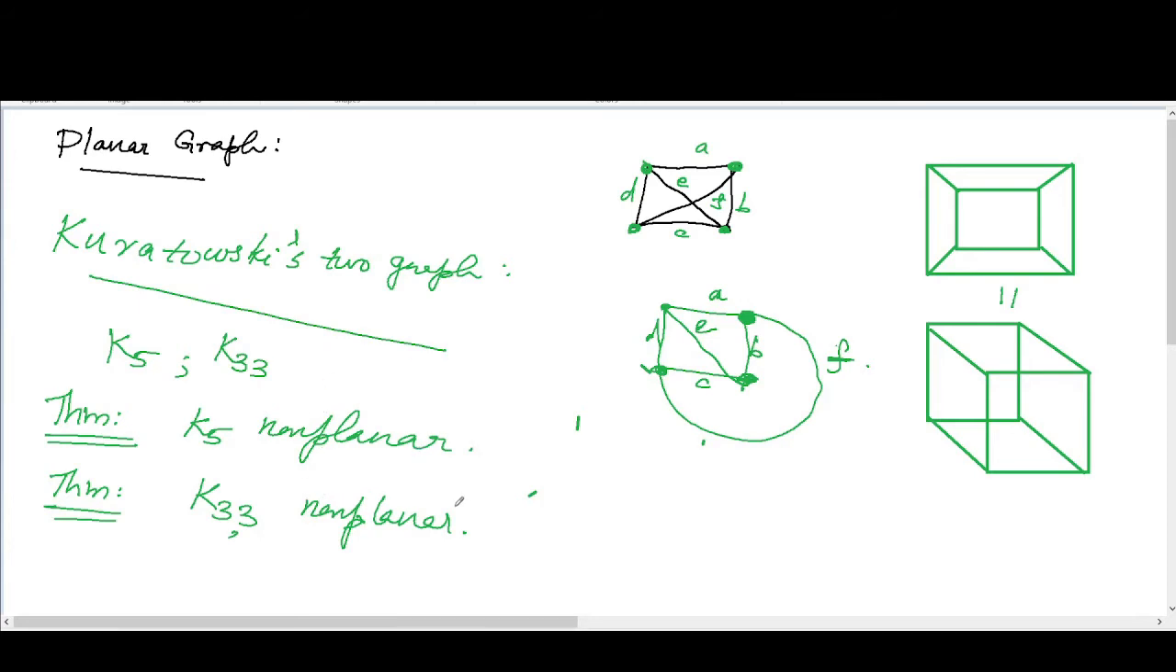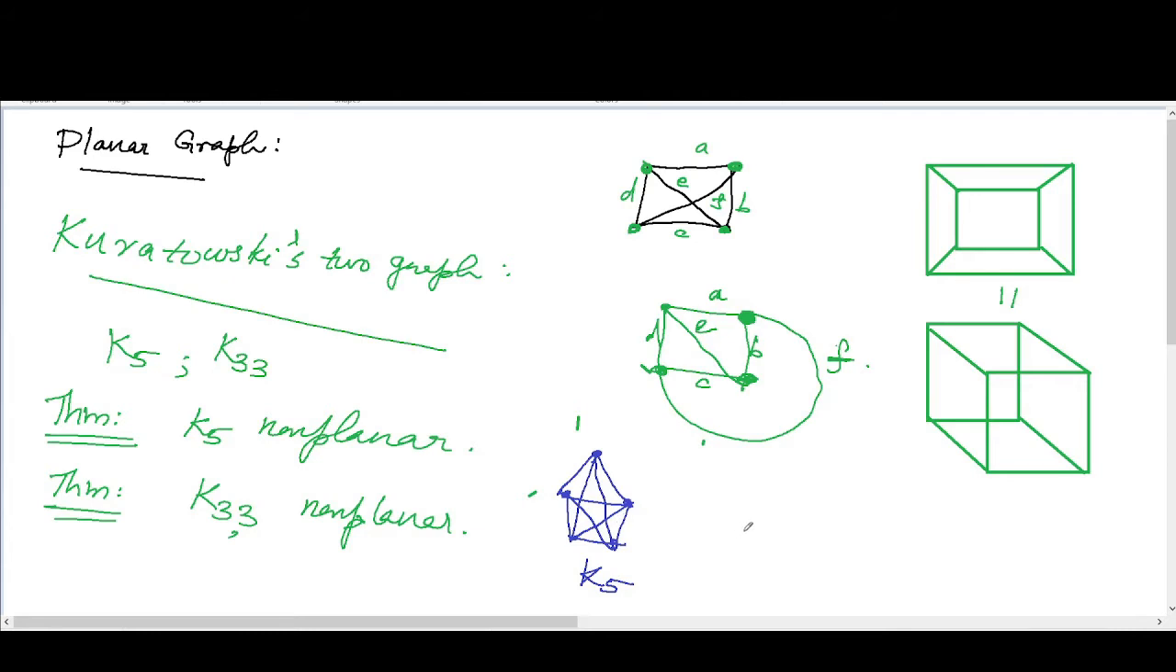Now, next, what is K5? K5 means the complete graph on 5 vertices. I will draw the graph for you now. The complete graph on 5 vertices means that any two vertices are connected by an edge. Every two vertices are connected by an edge. Okay, this is our K5.